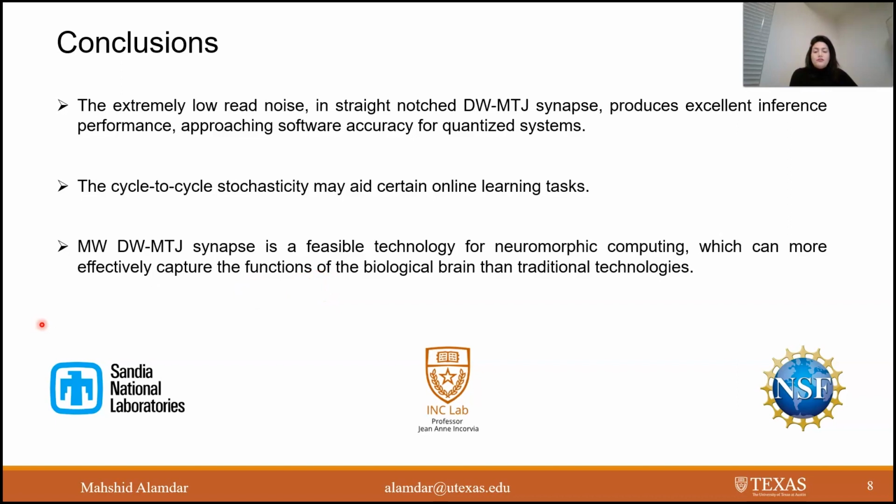So now, as a conclusion, we showed a straight notch domain wall MTJ synapse in which, by fabricating lithographic notches in the domain wall track, we could achieve stable resistance states that could be repeatably controlled. We also showed that this extremely low write noise produces excellent inference performance compared to other synaptic devices. Furthermore, the switching behavior can be statistically analyzed, making it potentially useful for stochastic neural networks. All these properties make multi-way domain wall-based synapse a feasible technology for neuromorphic computing, which can more effectively capture the functions of the biological brain than traditional technologies.